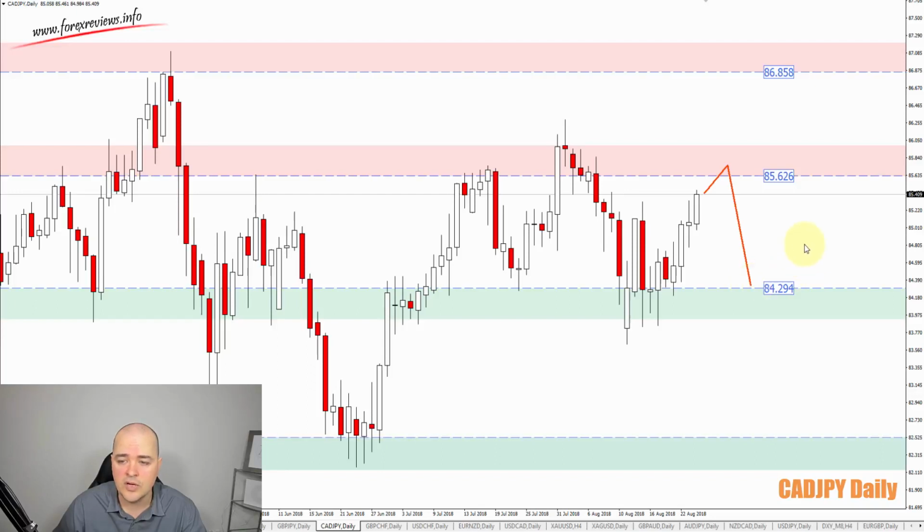So overall on CAD Yen, holding the 85.62 zone area as a great target area to the upside for all those people holding a buy position on this market from the recent test of the 84.29 zone area, and also holding the 85.62 zone area as an area on this market where I'm just looking for bearish evidence and a potential move to the downside from this important area.